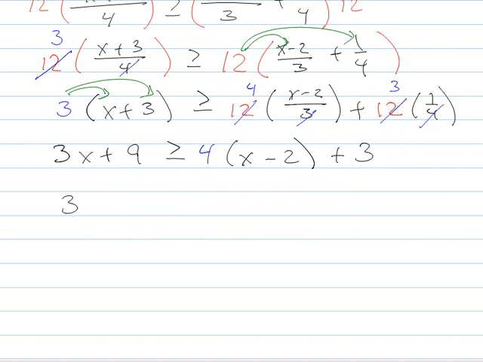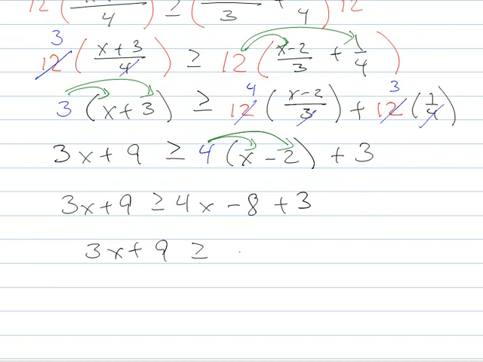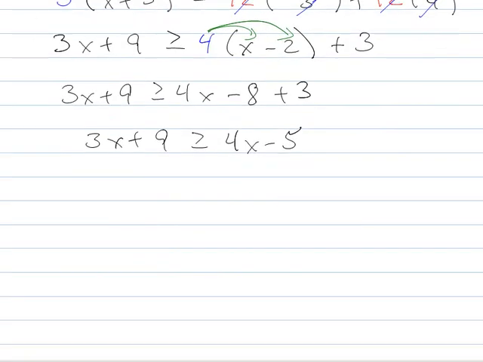So I've got 3x plus 9 greater than or equal to 4x minus 8 plus 3. 3x plus 9 greater than or equal to 4x minus 5. So now I'm going to move my 4x over to the left, because I like having my x's on the left. It just makes me feel better, even if they're negative. And then I'm going to subtract my 9 from both sides.